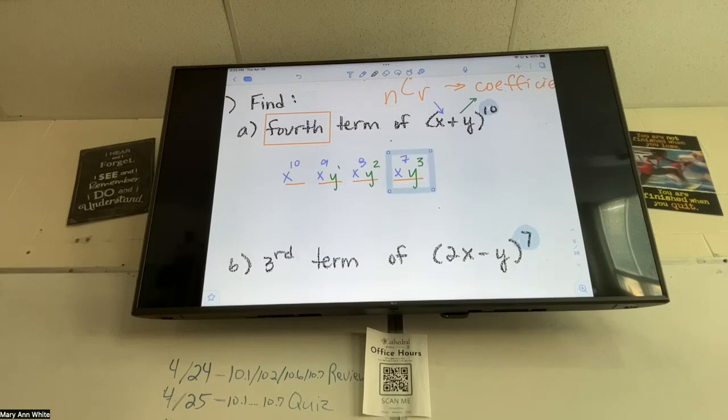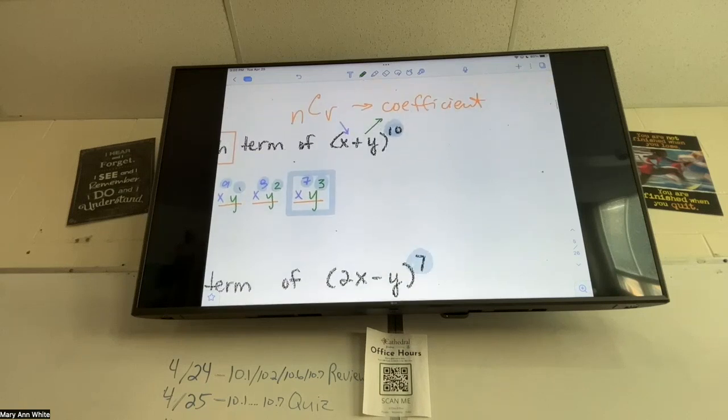Another hint, I don't think I've explicitly said this to you guys yet, but the exponents should always add up to whatever the total exponent is. So in this case, it's 10. 9 plus 1 is 10, right? 8 plus 2 is 10. 7 plus 3 is 10. That's one way I want you to check yourself. If you're like, oh, did I do this correctly? Do your two exponents add up to what the total was? Then yes, you did. Okay.